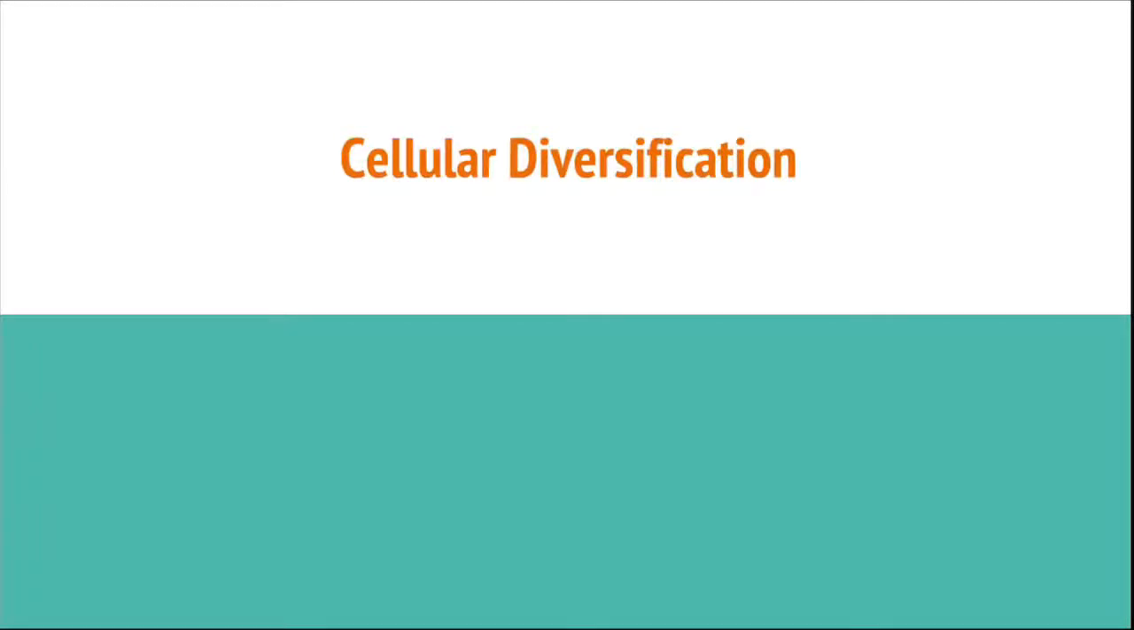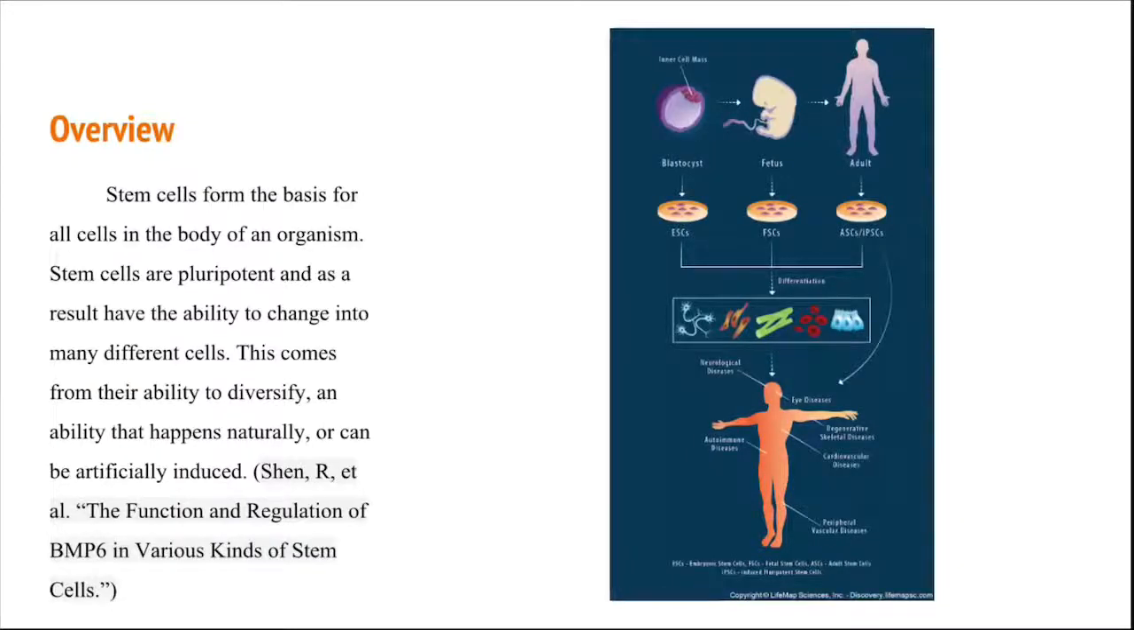Cellular diversification. Stem cells form the basis of all cells in the body of an organism. Stem cells are pluripotent and have the ability to change into many different cells. This has to be utilized in some way, and so they have to be able to diversify. At least the body has to have a means of changing these cells to do specific tasks.